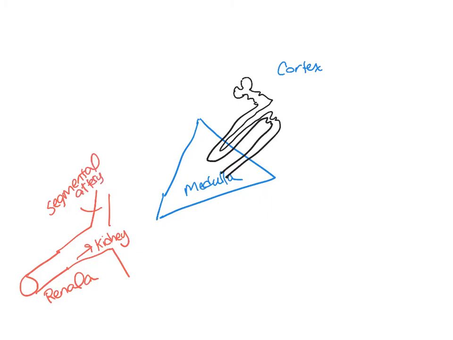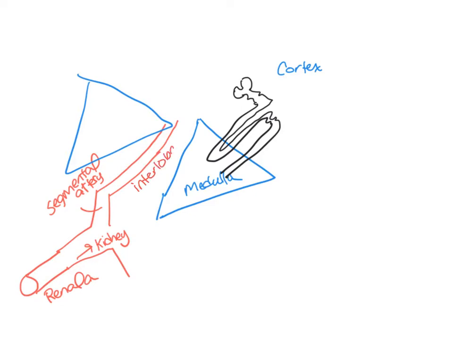Right? Then the segmental artery is going to divide, and it's going to follow up in between two different pyramids. When it's going up in between two different pyramids like that, we call that the interlobar artery. Then the interlobar artery is going to split off and it's going to arc around the pyramids. As it's arcing around the pyramid on each side, we will call that the arcuate artery.